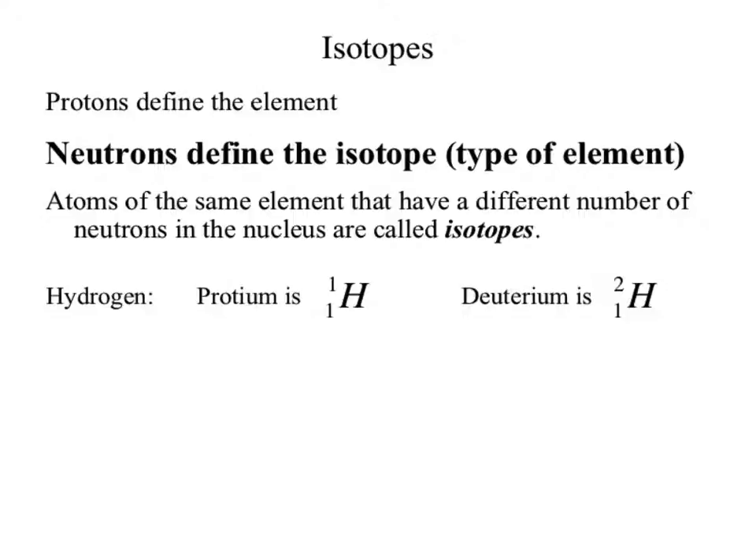Isotopes. This is where the whole atomic mass comes from. Hydrogen has two really common isotopes. They're so common and we so frequently use them that we decided to name them something different than hydrogen. That's where we end up with protium and deuterium.